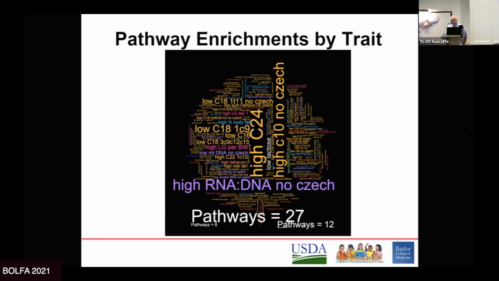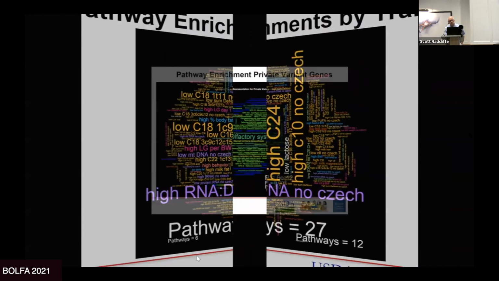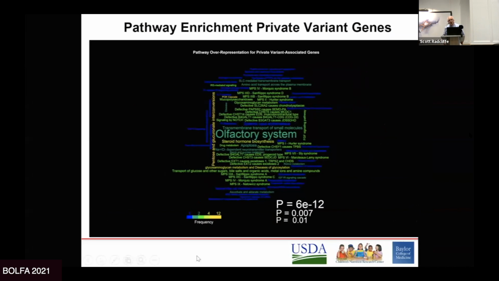Okay, so the coloring is different categories. The orange ones that are large actually represent the milk fatty acids that we were able to measure. Again, there's high C24 percentage in the milk and high C10. Those were enriched for a number of pathways, as were a number of the other fatty acid traits that we measured. Now, this is a summary of all of the pathways that we were able to measure.